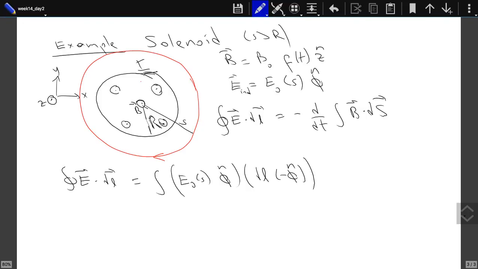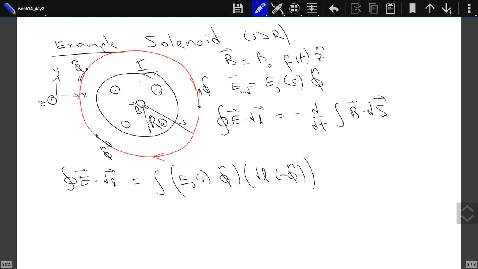What is the direction of phi hat? At every point, it will be tangent to this circle, but in which direction? Plus. What do you mean plus? Yes, that's what I mean. So at this point, this is the direction of phi hat. At this point, this is the direction of phi hat. At this point, this is the direction of phi hat.